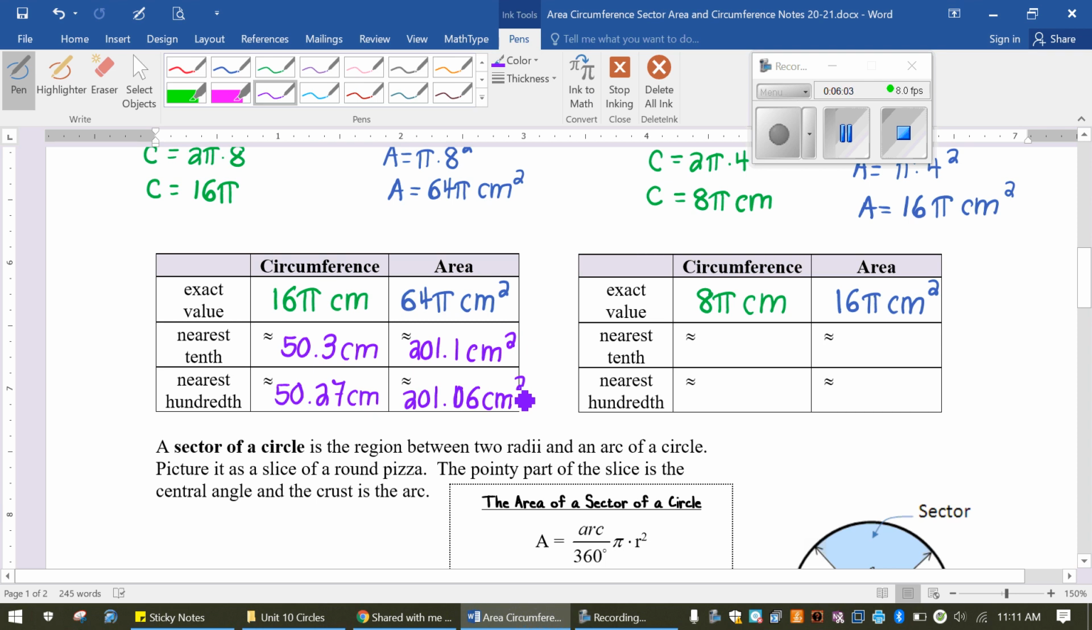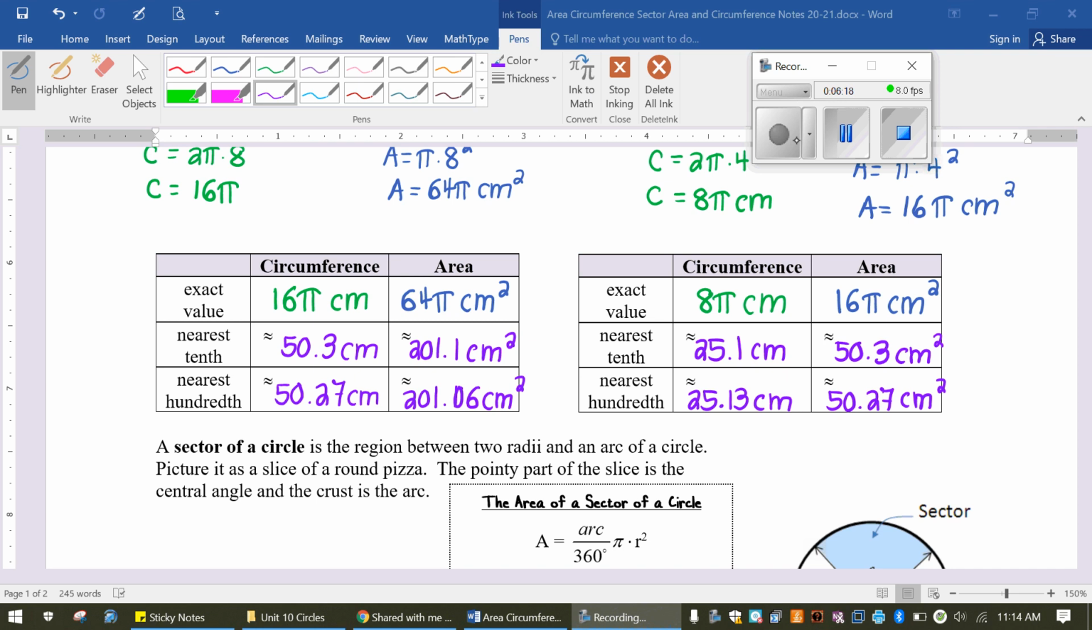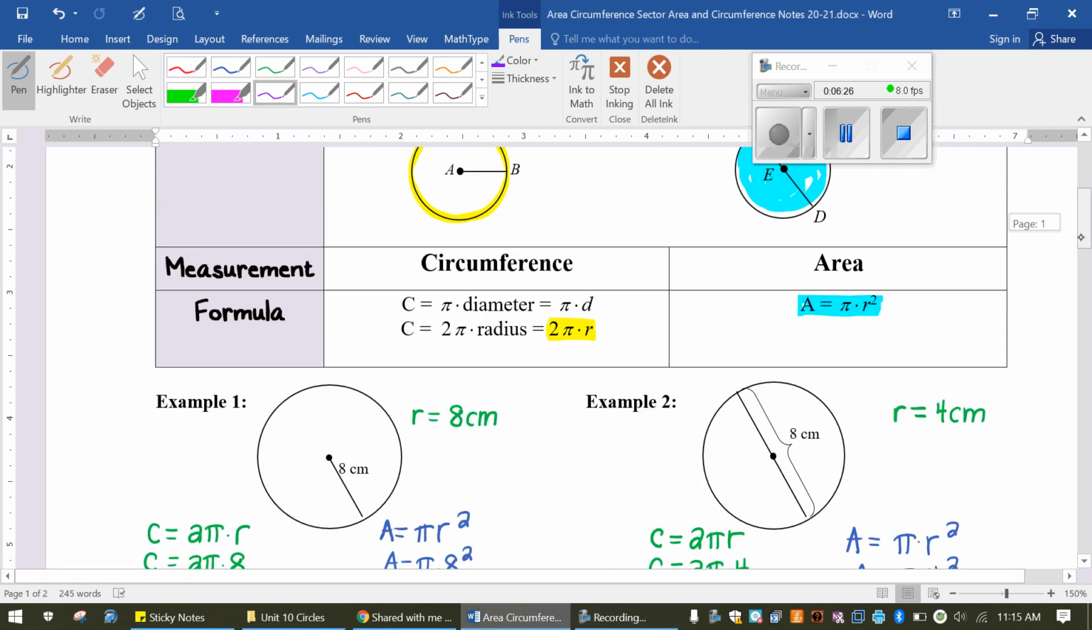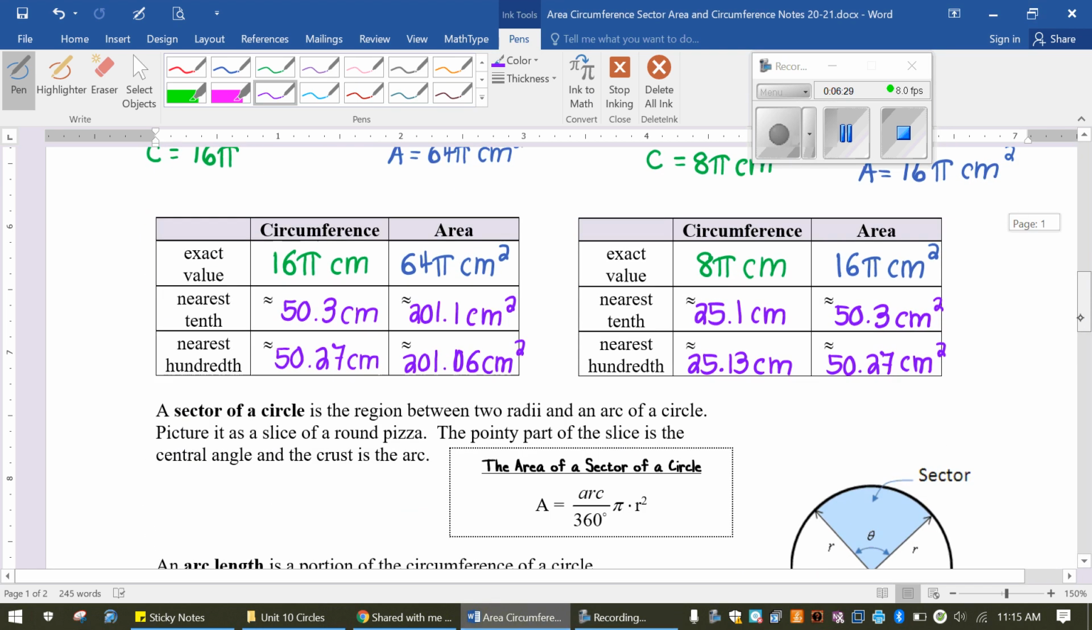Okay, so pause the video now and do the circumference and area, both of those rounded to the nearest tenth and to the nearest hundredth, and then come back to the video after you have done both of those to check your work. All right, so check your answers. How did you do? Hopefully you did well. Let's move down to the next part of our notes.